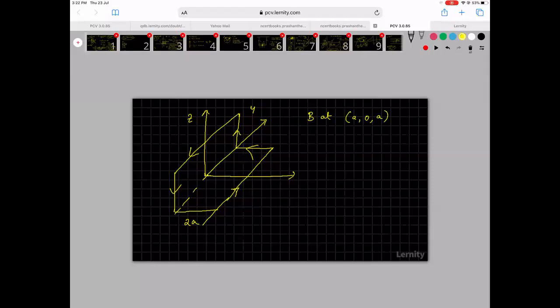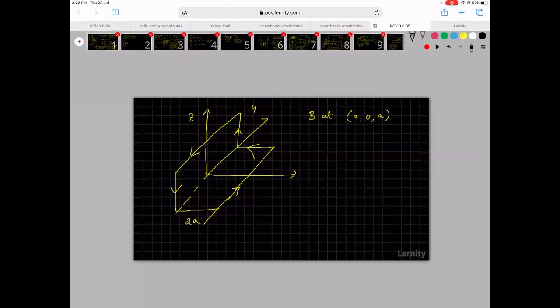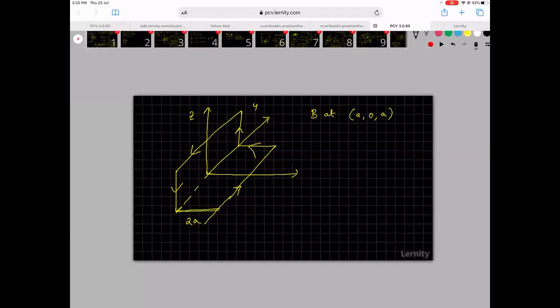Okay, good, nice question. So they are asking us for the magnetic field at a point here, where this is x, this is y, this is z. So y is 0, so it should be in the xz plane, with coordinates a comma a in xz. So how will you do this particular question?